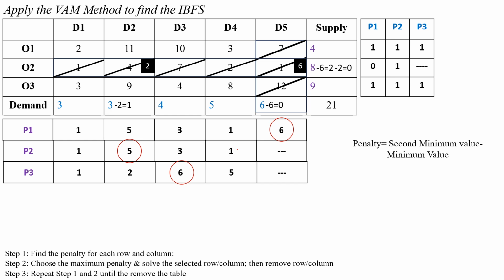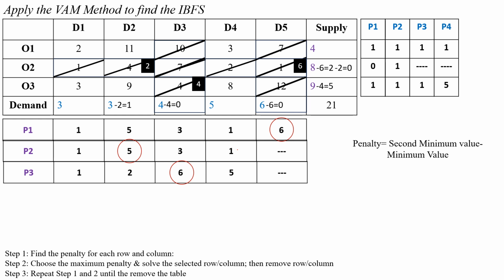So for the 4, we have to observe the supply as well as the demand. Among these, maximum possibility of allocation is the 4. Then we have to subtract the 4 from the supply as well as the demand. Then supply will become the 9 minus 4 which is equal to the 5. And demand will become the 4 minus 4 equal to the 0. So demand for the D3 column is the 0. Then we have to remove the D3 column.